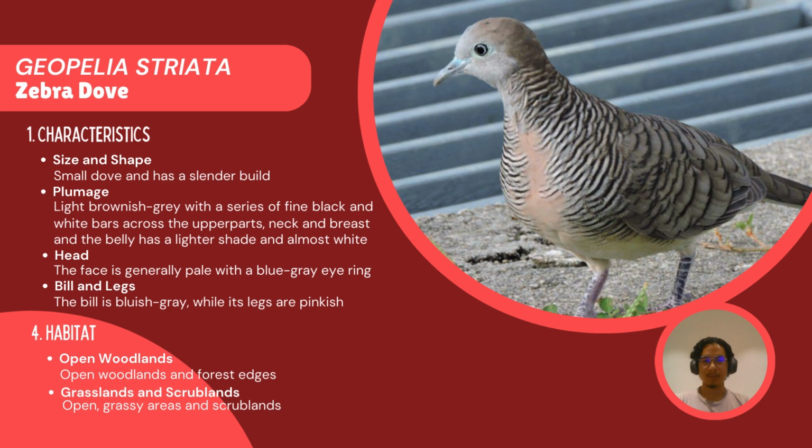As for social structure, they generally live in pairs or small groups. They are ground foragers, often seen walking or running on the ground in search of food. And as for breeding, their nest is in trees, shrubs, or on the ground. They lay 2 eggs per clutch, which are incubated by both parents. The chicks fledge in about 2 weeks.